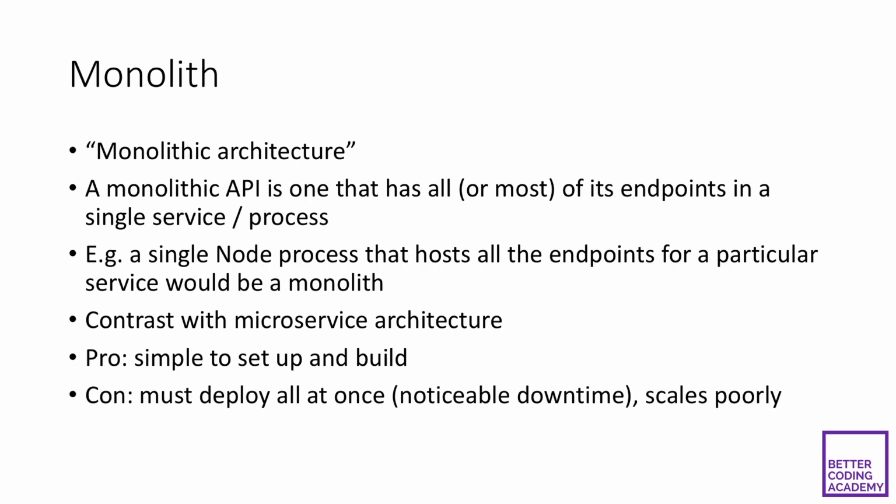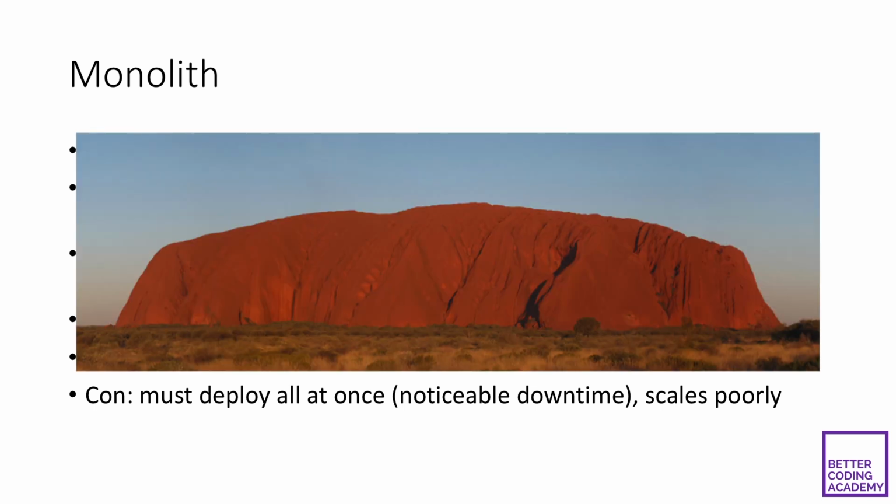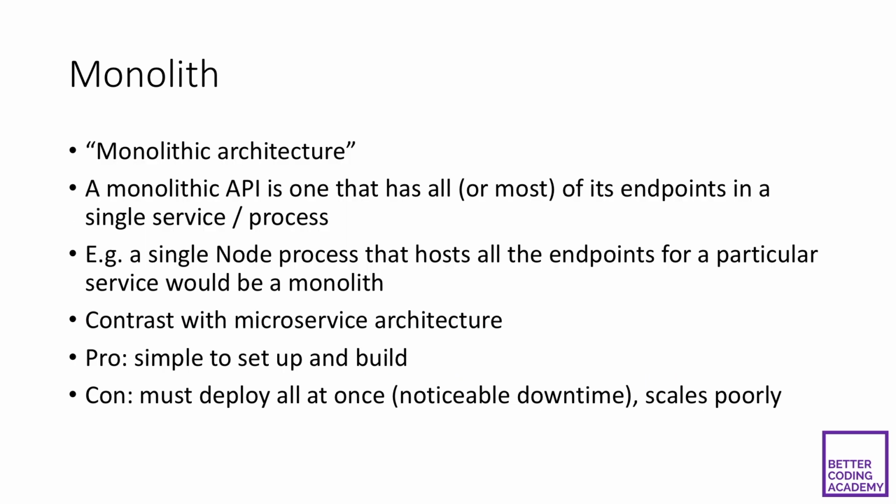Okay, so now moving on to different architecture types. The first one we're going to look at is monolithic architecture. A monolithic API is one that basically has all or most of its endpoints in a single service or process. So think of a monolith. I'm from Australia. The biggest monolith we've got here is Uluru. Uluru is like this huge rock, and you can think of a monolith as being just that, you know, that's literally what it means, right?